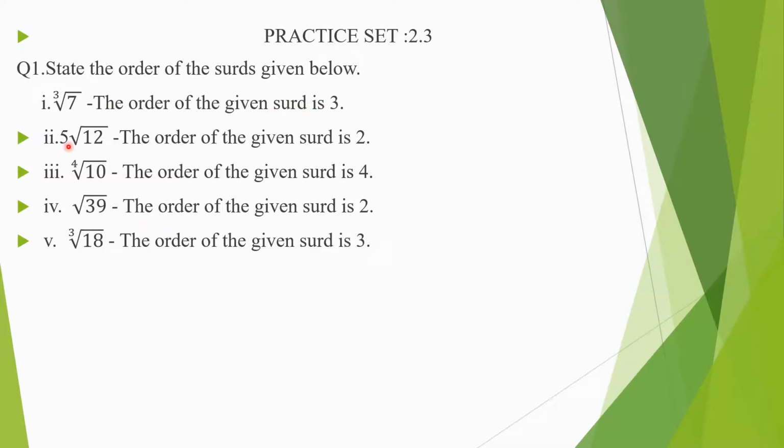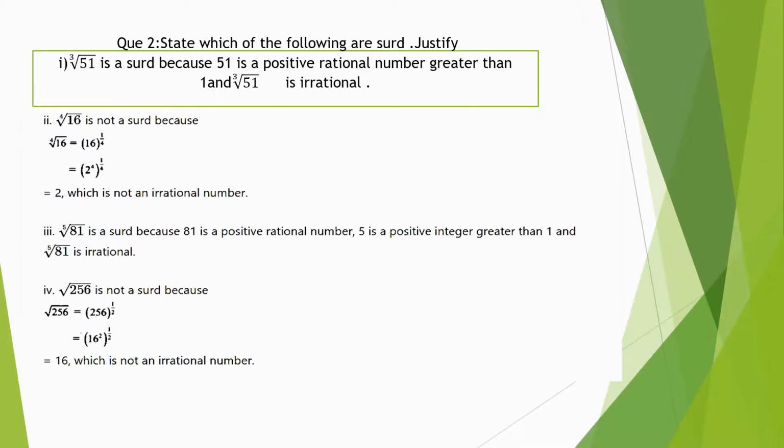Square root of 12. Therefore, the order of the given surd is 2. Fourth root of 10. The order of the given surd is 4. Square root of 39. The order of the given surd is 2. Cube root of 18. The order of given surd will be 3. Question number 2. State which of the following are surd and justify your answer.